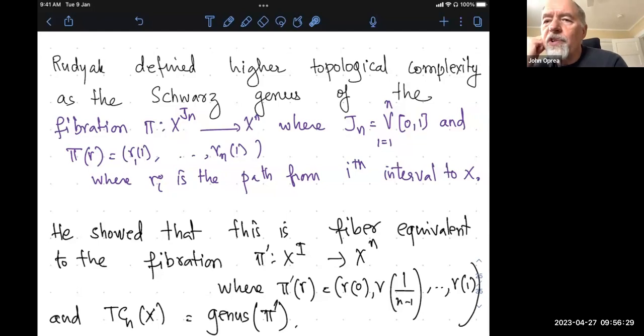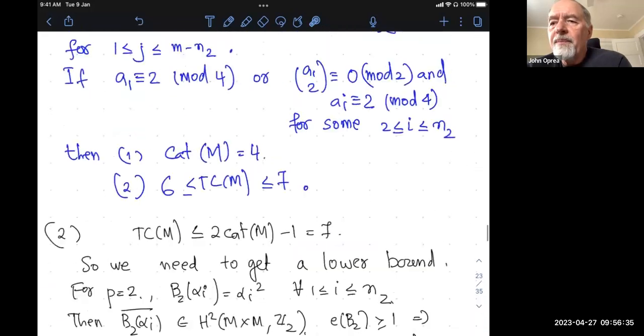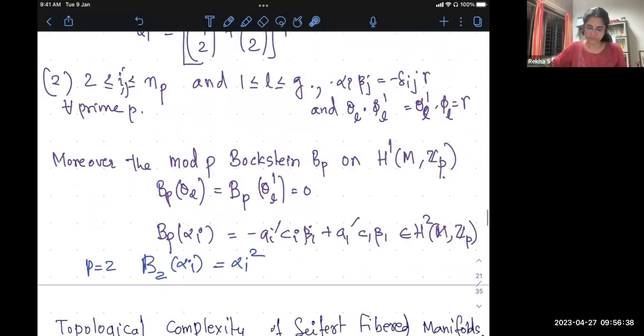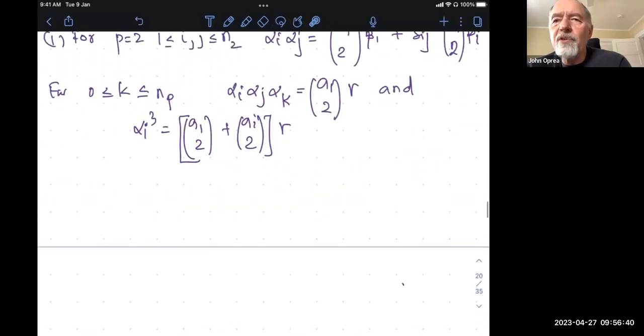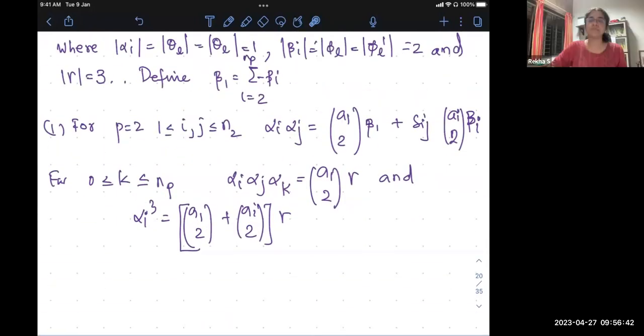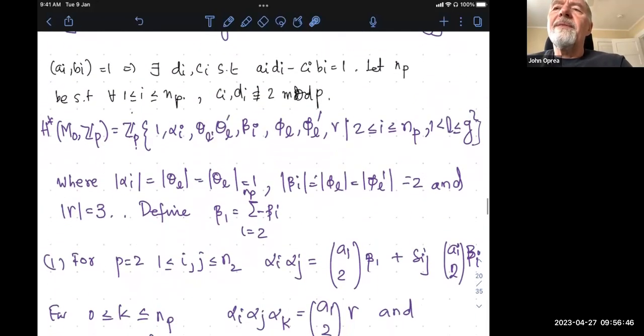Rekha, could I ask one question to clarify? So is M always a closed 3-manifold? So the base space, does it have boundary components, or did I miss that? I'm assuming it's closed for now. Okay, thank you.